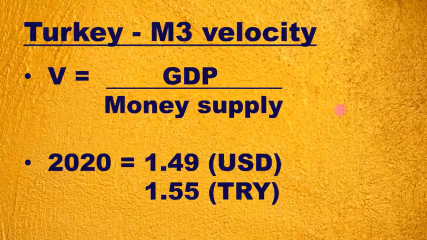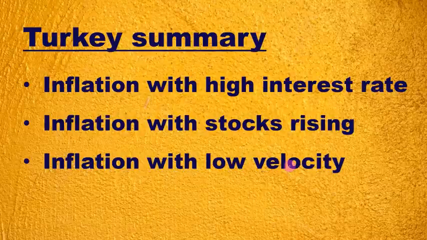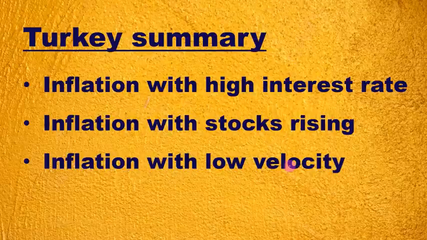And the velocity of money is actually on the low side. I made it similar in both US dollars and in the local currency. And it's not actually far off from the value of the velocity of money that's in USA at the moment. In summary, in Turkey, the interest rates rose in line with the rate of inflation. Stocks have continued to rise but have been volatile. And the strange thing is that this velocity is actually low. That's not what we'd expect.